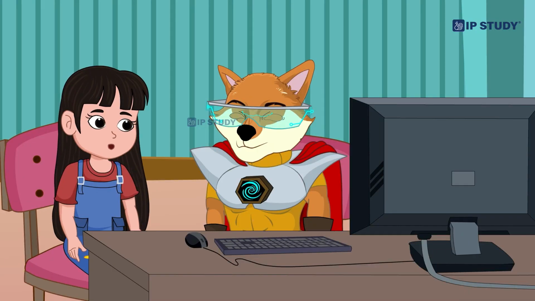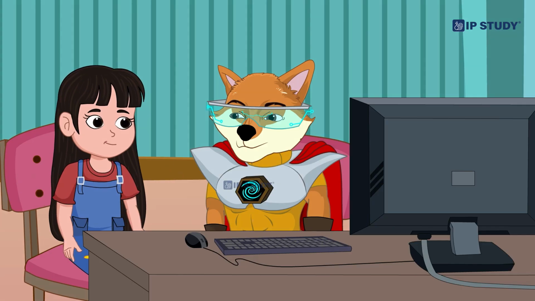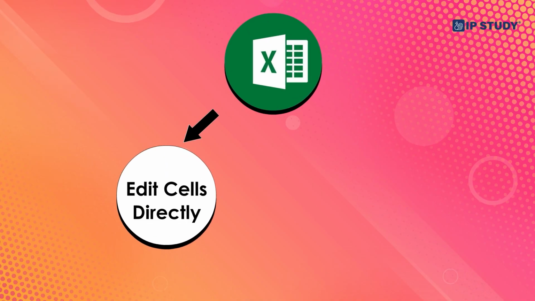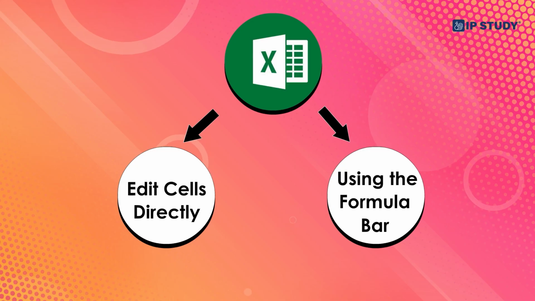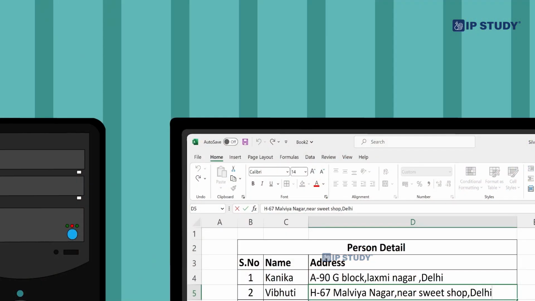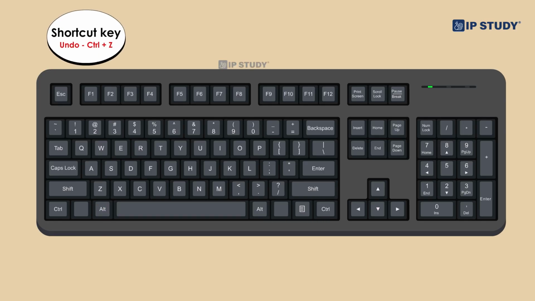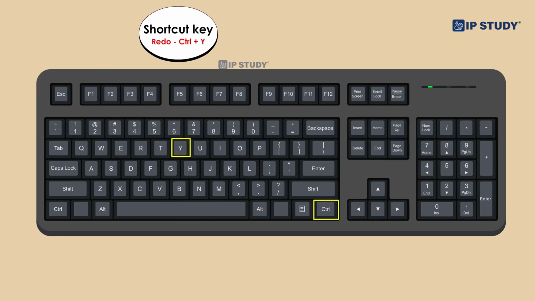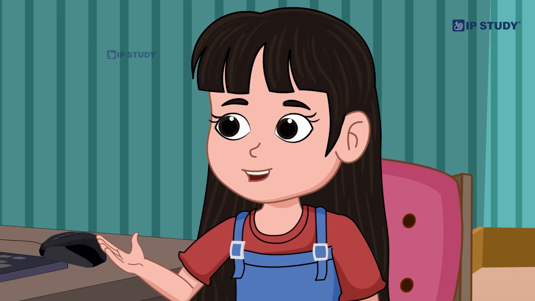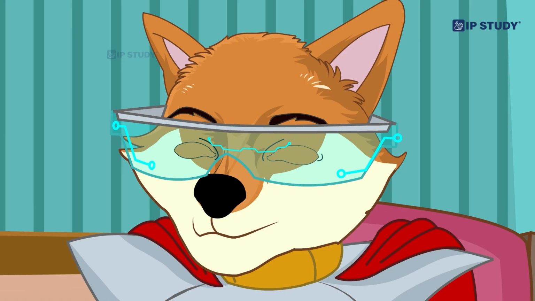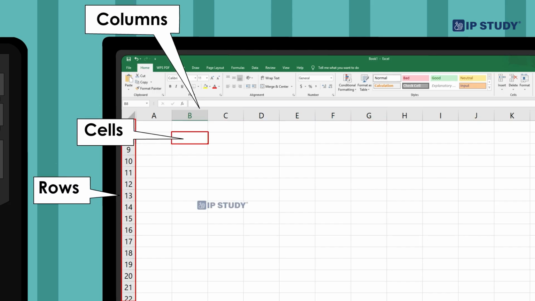That sounds useful. How do you change the content of a cell? You can edit cells directly or use the formula bar if the content is too long to fit in the cell. And don't forget about undo and redo features, which allow you to reverse or restore changes you've made. Oh yeah, those are handy when you make mistakes. And what about inserting cells, columns and rows?